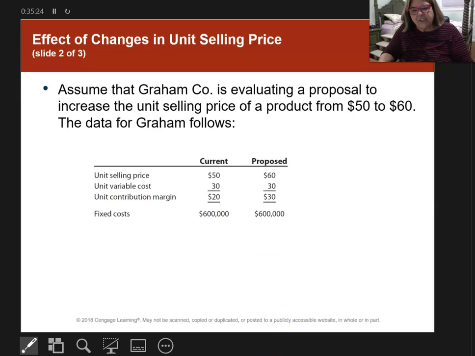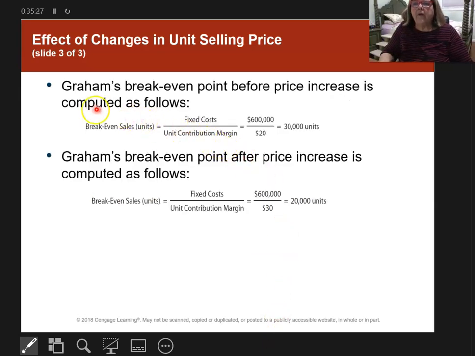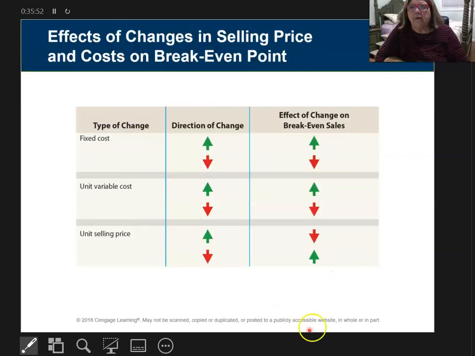Always the first thing you do is you measure where it is before the change. So before the change, I have to produce 30,000 units to break even. Remember, that's to make nothing. But if I make the change and raise my price, I now have to make 20,000 units. So anything over these 20,000 units is now profit, pure profit. And here's just a little summary of what we just talked about. This concludes video number 5, which is the effects of changes based upon things changing.